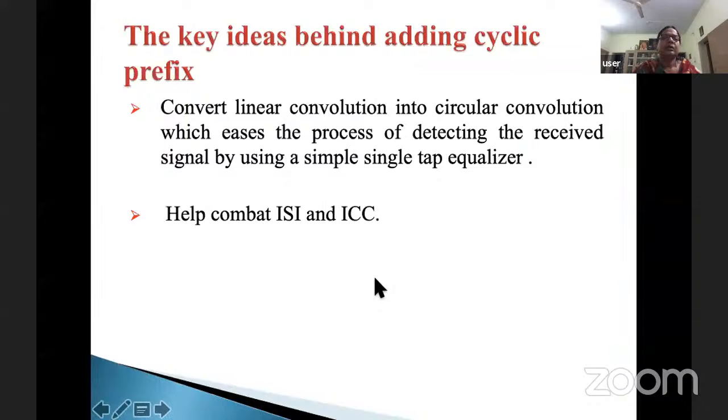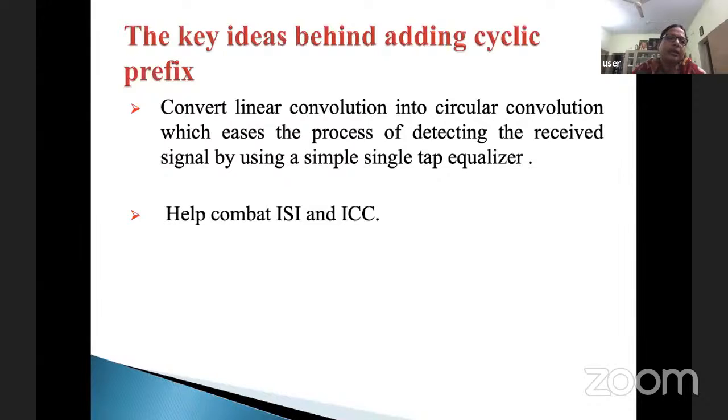So the key idea behind adding the cyclic prefix is that we are converting a linear convolution into a cyclic convolution. We know what linear convolution and cyclic convolution are. Linear convolution in the sense that when you convolve two rectangular signals, the result is a triangular waveform.